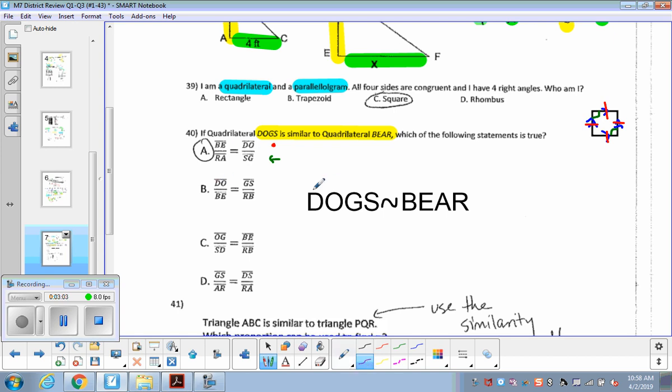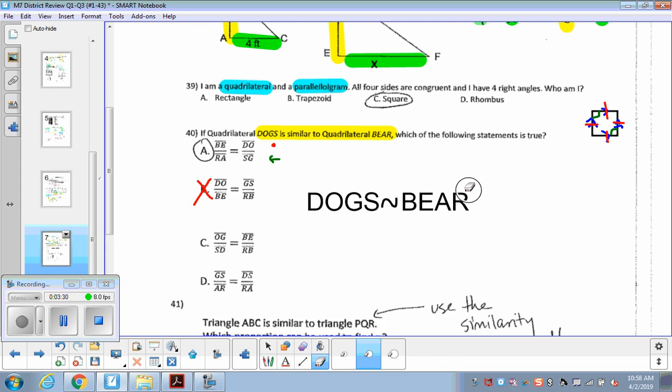So for B, it's saying to go DO, and that DO would already match up with BE. So far so good. Then it's saying I'm going to go from G to S, so from G to S. And then it's saying R to B. Notice it didn't say GSAR right there, so that's why B is out. So as long as it just does the same thing, we will pick it for a true statement, okay?